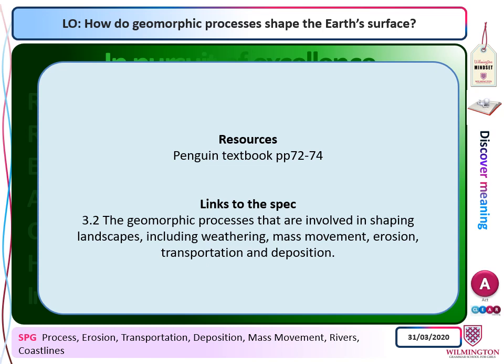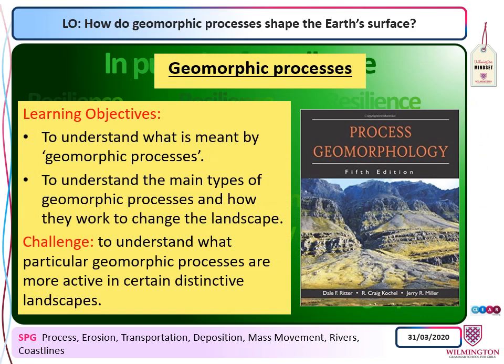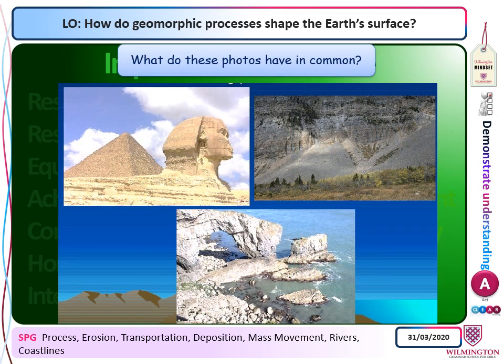This is part of the spec. We can see that we have to look at weathering, mass movement, erosion, transportation, and deposition. So these photographs, what have these photographs got in common? We could see the Sphinx and the pyramid, one of the pyramids of Giza in Egypt.